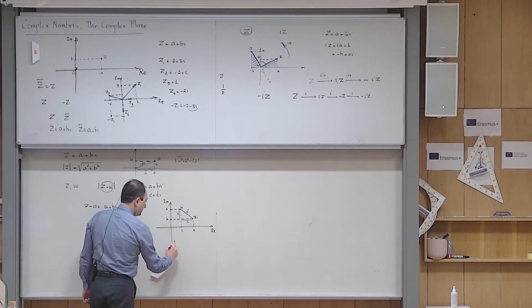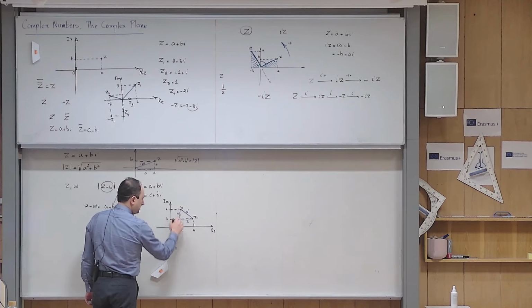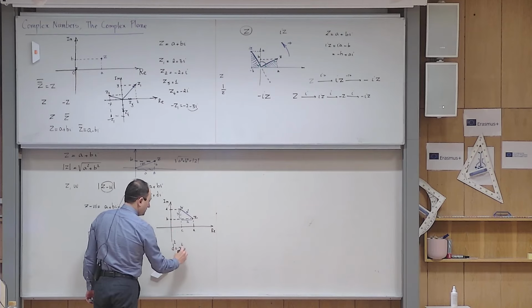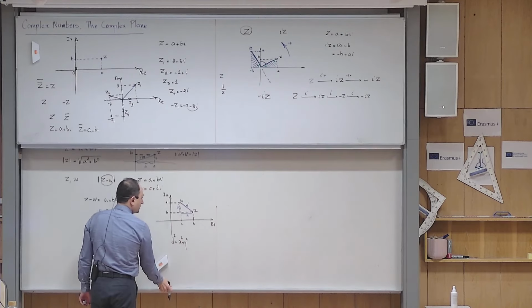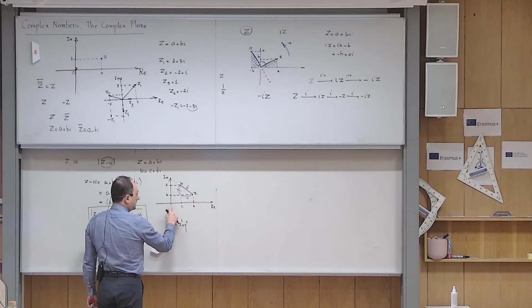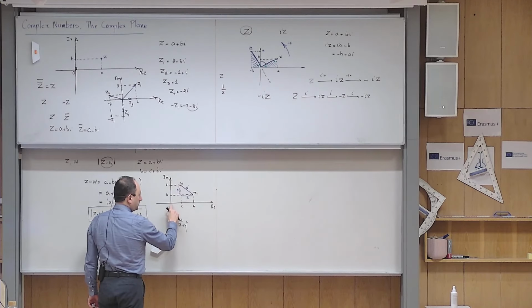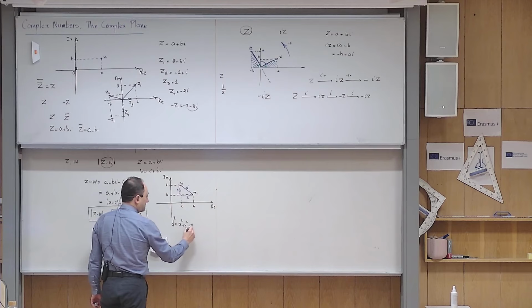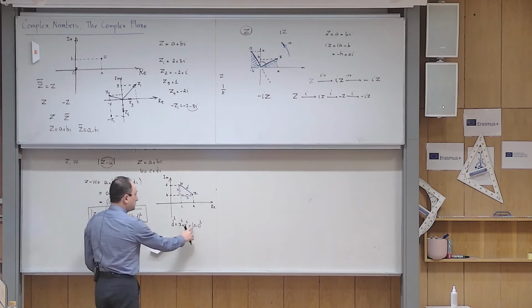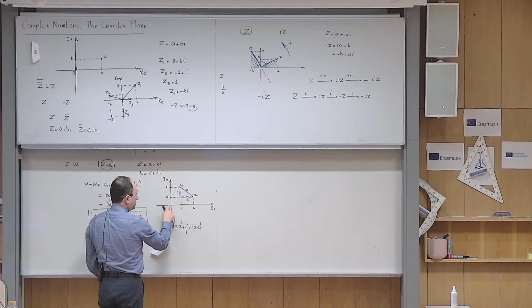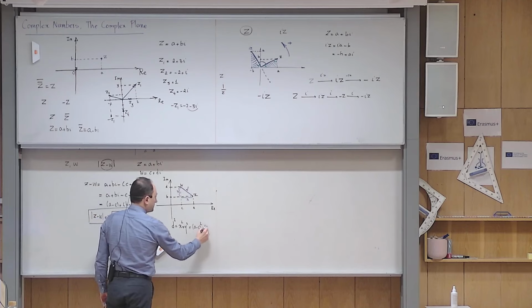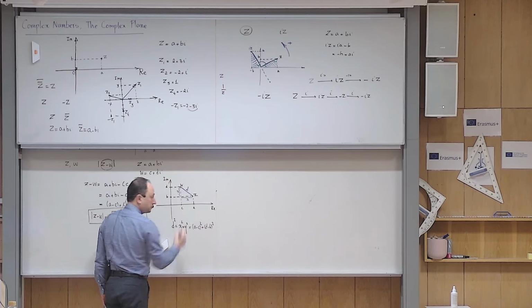D squared is equal to x squared plus y squared. Do you agree? But what is x? X is from here to here minus from here to here. So x is nothing except a minus c squared. Yes? And what is y? Y is from here to here, which is d, minus from here to here, which is b. So it becomes d minus b squared.